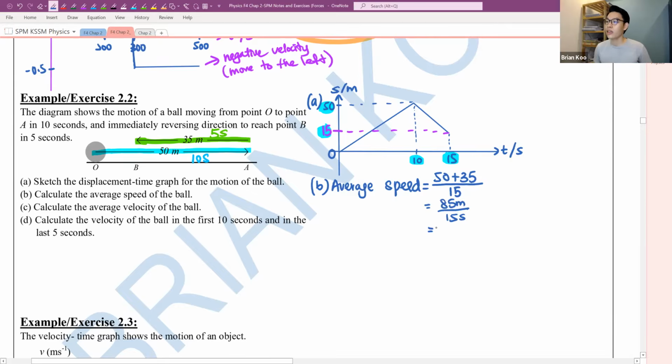The units in your working are not important, never writing them is fine. SPM and your school exam should be the same, but the final answer must have the unit. Okay, 5.67, good enough. You want to write more, you can, but don't write too long. This is already good enough, 5.67 meters per second. Average speed.